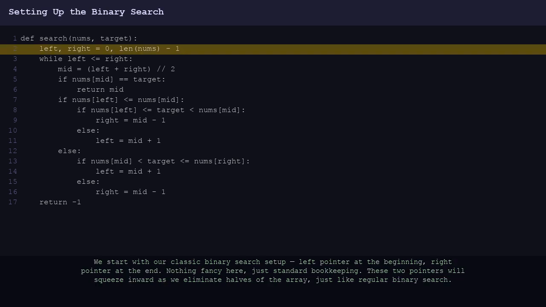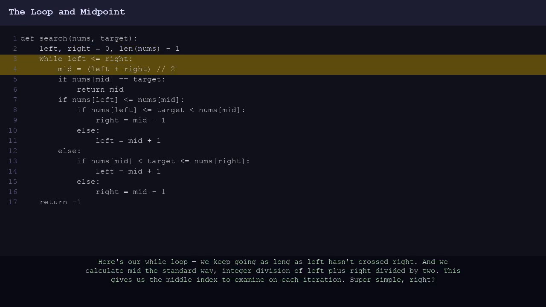We start with our classic binary search setup, left pointer at the beginning, right pointer at the end. Nothing fancy here, just standard bookkeeping. These two pointers will squeeze inward as we eliminate halves of the array, just like regular binary search. Here's our while loop, we keep going as long as left hasn't crossed right. And we calculate mid the standard way, integer division of left plus right divided by 2. This gives us the middle index to examine on each iteration.